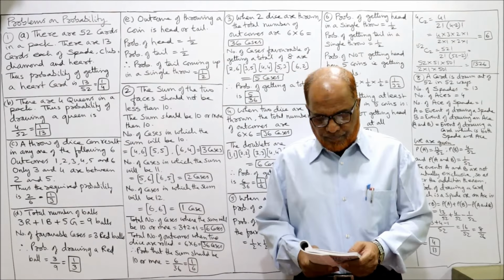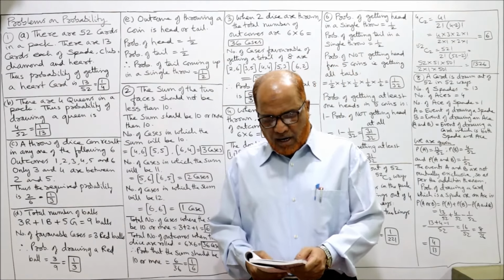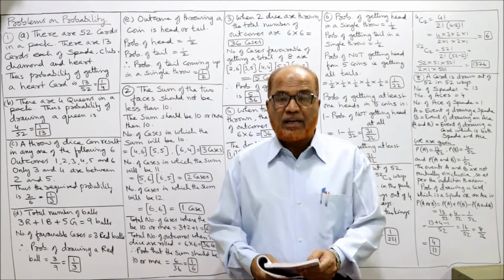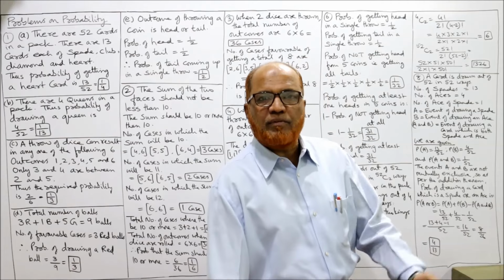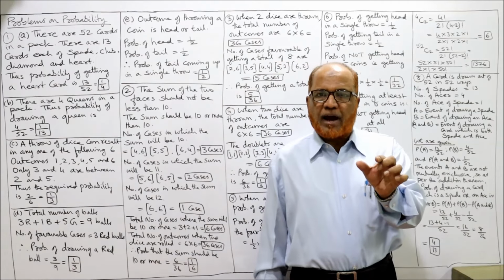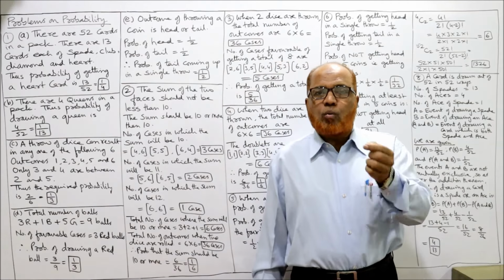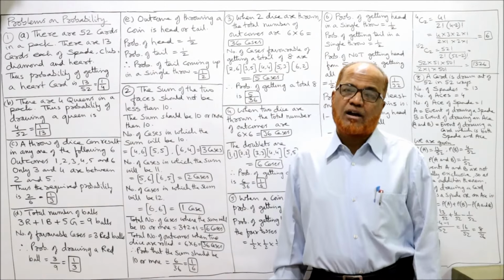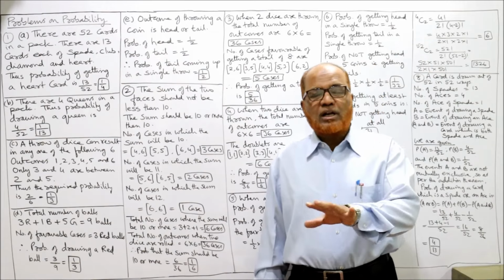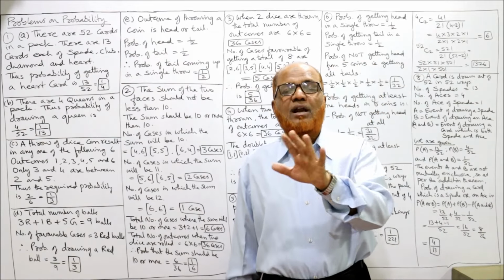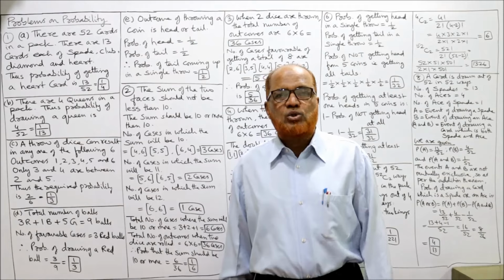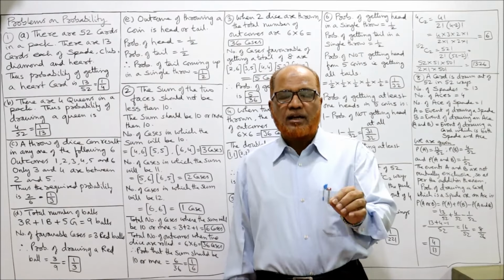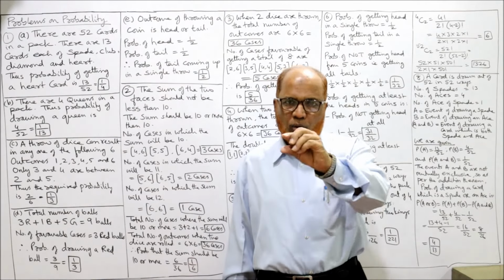Now see the B bit. From a well-shuffled pack of cards, a card is drawn. What is the probability that it is a queen? Same, just like the previous problem. From a well-shuffled pack, a card is drawn. What is the probability that it is a queen? So you must know how many queens are there in the pack. When a card is drawn from the pack, there are 52 mutually exclusive, equally likely and totally exhaustive outcomes. एक कार्ड निकाल रहे तो टोटल नंबर ऑफ कार्ड्स तो 52 है, डिनोमिनेटर में 52.